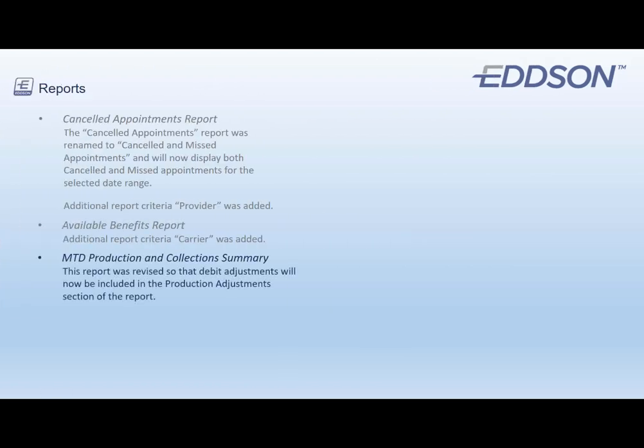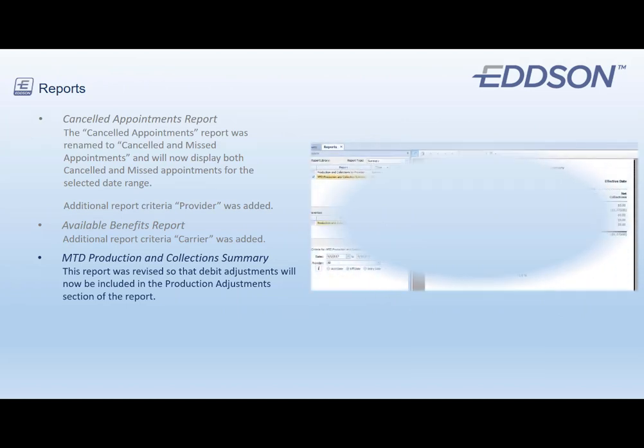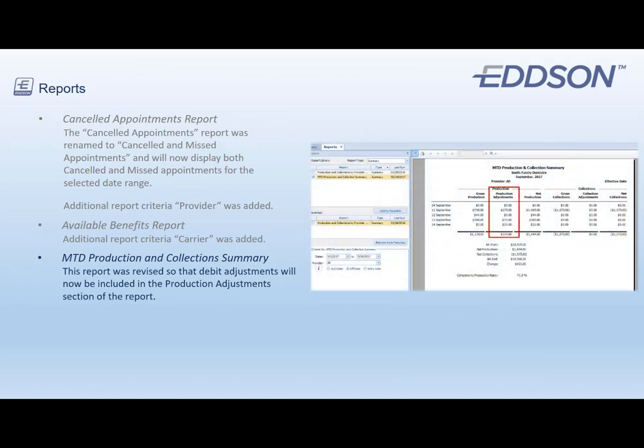The month-to-date production and collection summary report was also revised. Debit adjustments will now be displayed as part of the production adjustments column and no longer will be included in the gross production numbers.